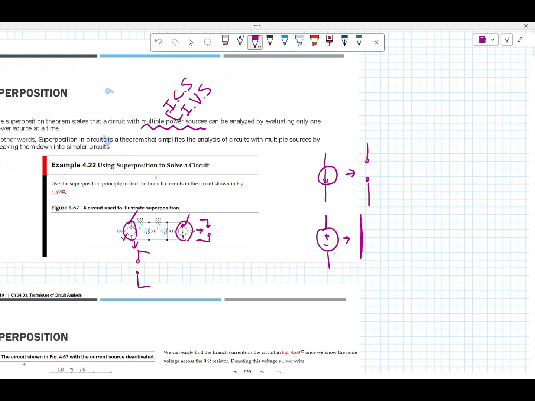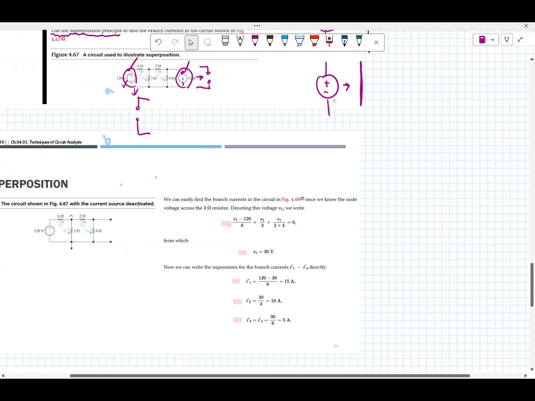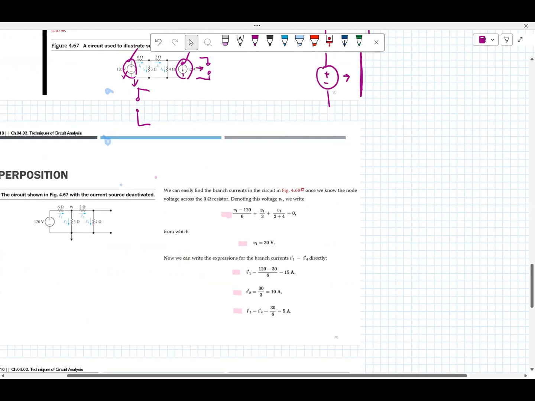So the question is, use the superposition principle to find the branch currents in the circuit. It's like this one. Now, step by step. Step one, we want to keep the independent voltage sources, but the independent current sources, we're going to open. Okay. So in here, we know the node voltage across the 3 ohm resistor.